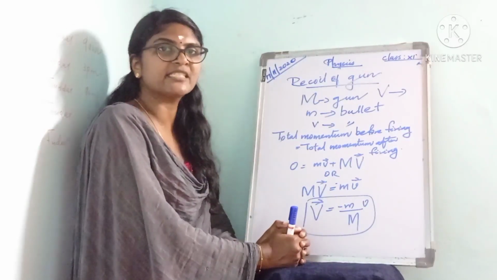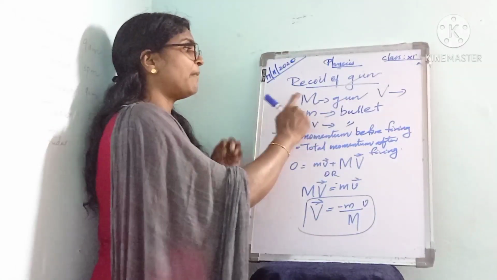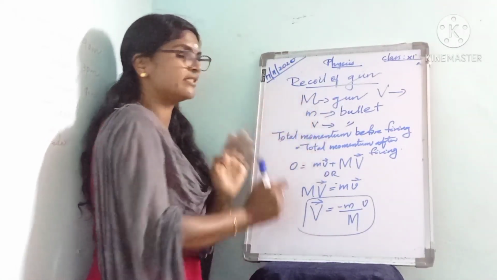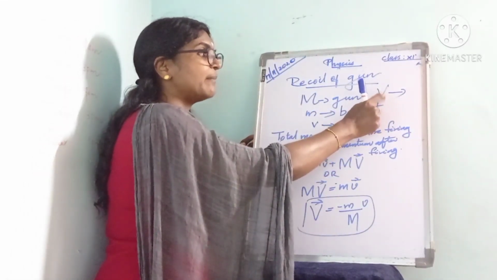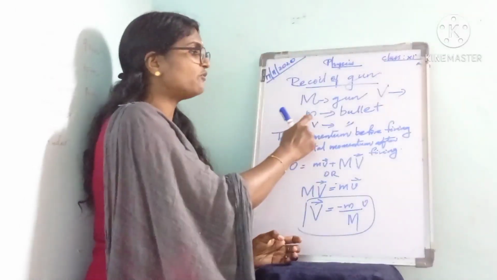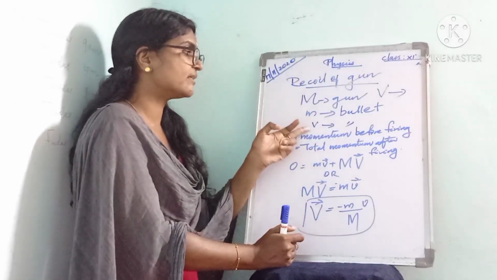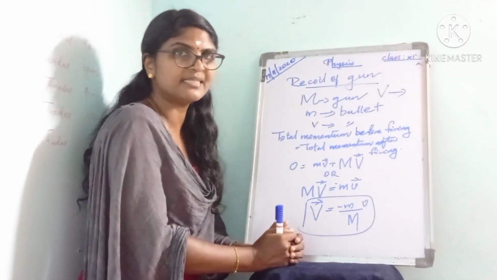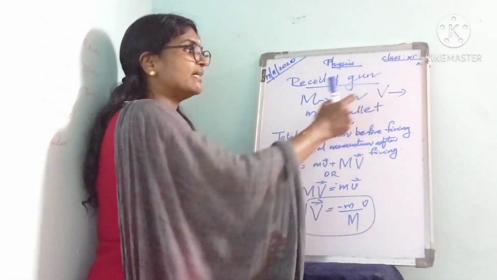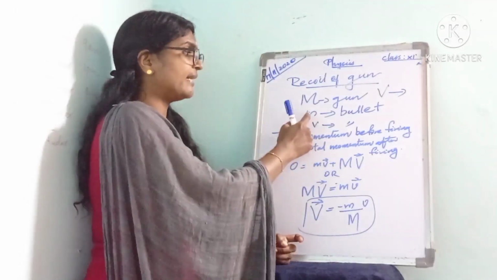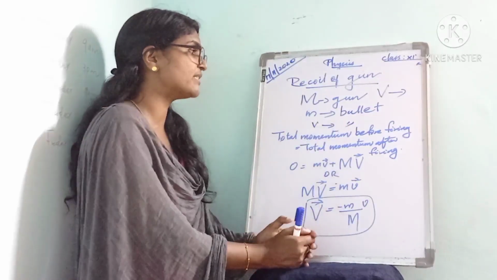Next, we can find an expression for recoil velocity. For that, we consider the mass of the gun to be represented by capital M, and the recoil velocity, or the velocity of the gun, is represented by capital V. The mass of the bullet is taken as small m, and the velocity of the bullet is taken as small v.